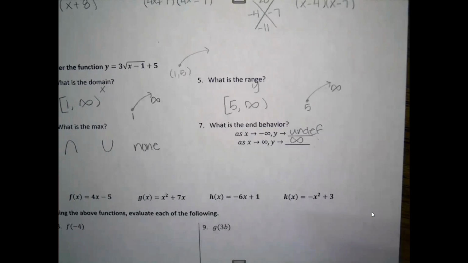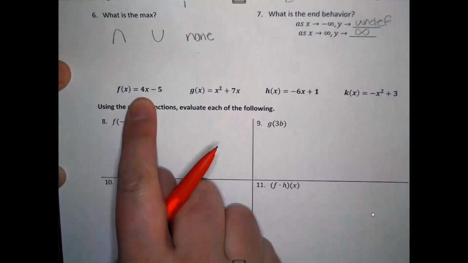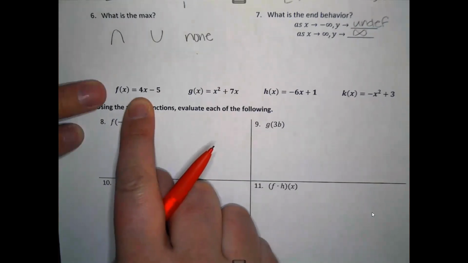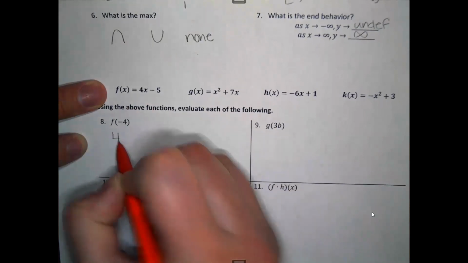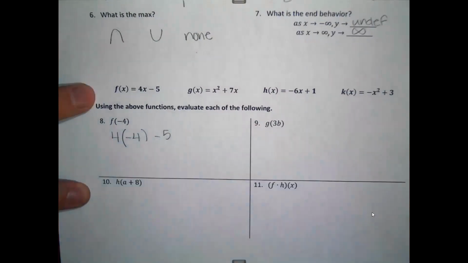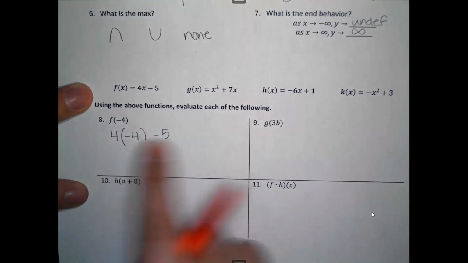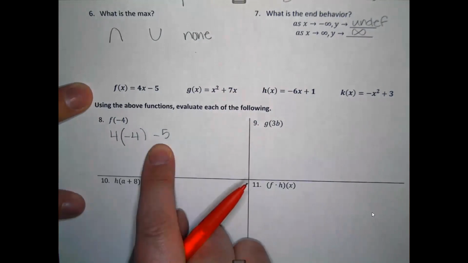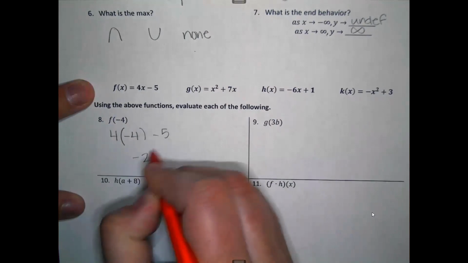Okay. The next ones, for number 8, they're asking us to take function f, which is right here, and they're asking us to plug in -4. So 4 times -4 minus 5. And if we plug that into our calculators, 4 times -4 minus 5, -21 is what we should get.